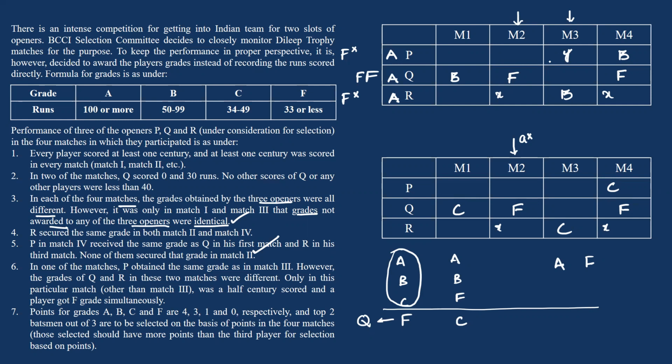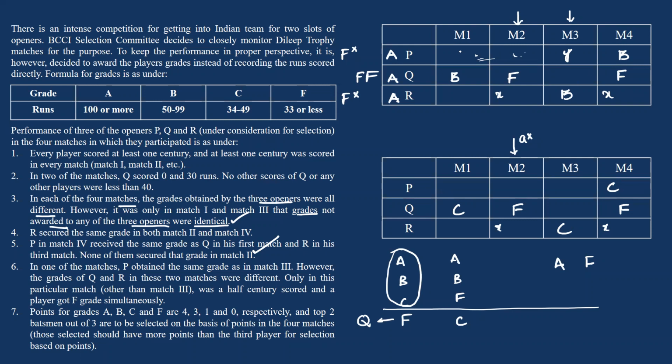Okay. However, the grades of Q and R in these two matches were different. So out of these three, it is B already. So out of these two, or out of these three, it is given that the grades of Q and R in these two matches were different.